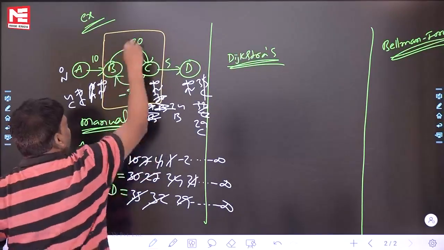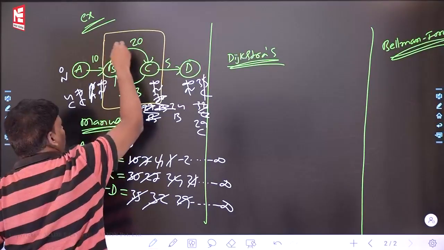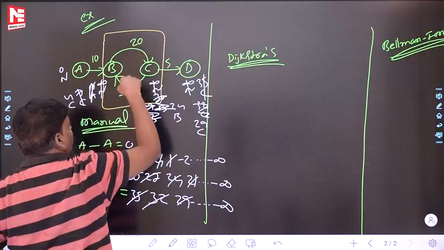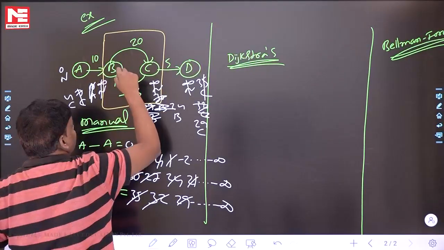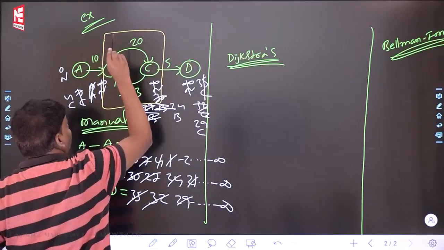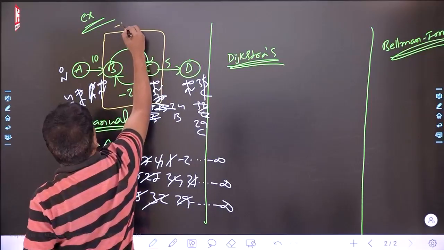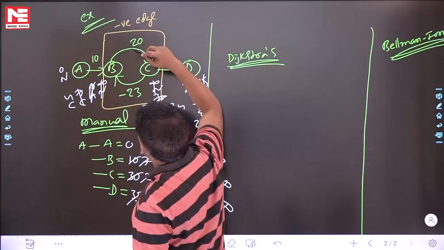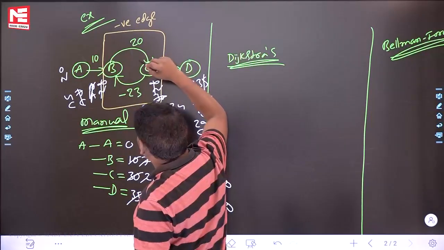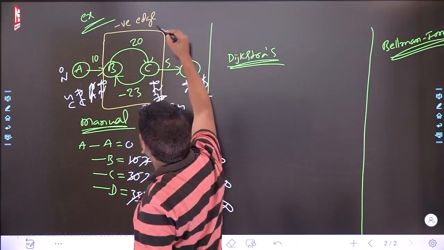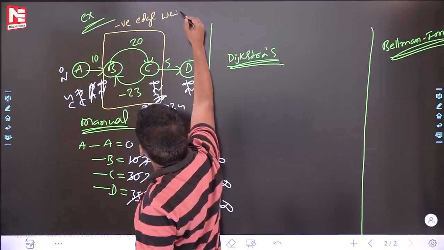Carefully, in this particular one, if you observe, is there any cycle? Yes, a cycle is there. In this cycle, what is the total sum? Minus 3. There is a cycle, and in that cycle the total sum of the edge weights is negative. This is called a negative edge weight cycle. In the given cycle, total sum is negative. That is called a negative edge weight cycle.